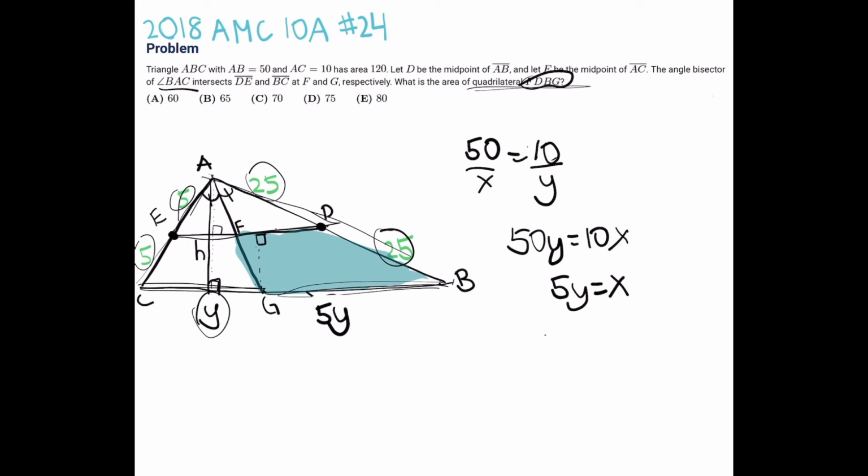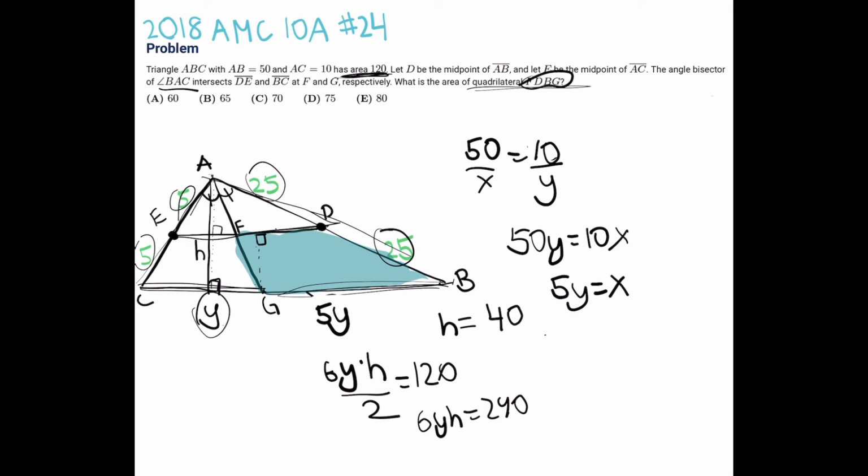Okay, so now keep in mind that triangle ABC has area 120, which means that the sum of y and 5y is 6y times h divided by 2 equals 120. So 6yh equals 240. I'll just write it up here. H equals 240 over 6y. In other words, 40 over y. Let me just highlight that. So now we know what the height equals.